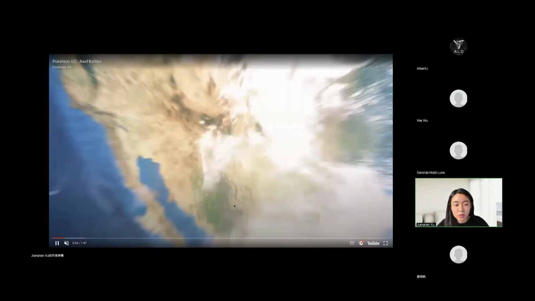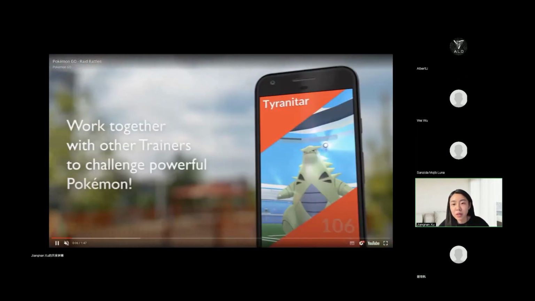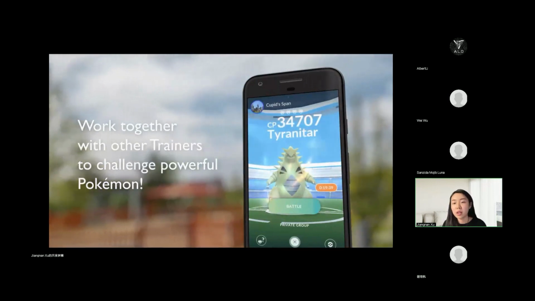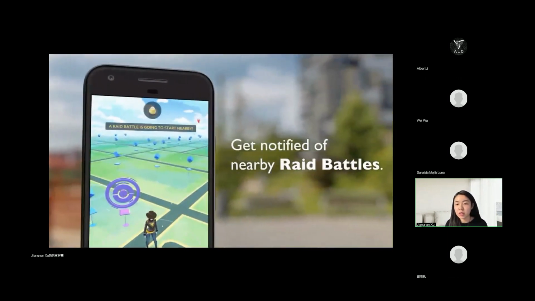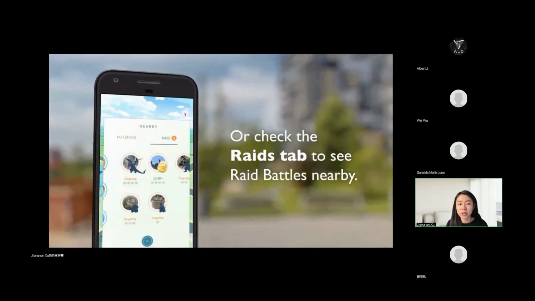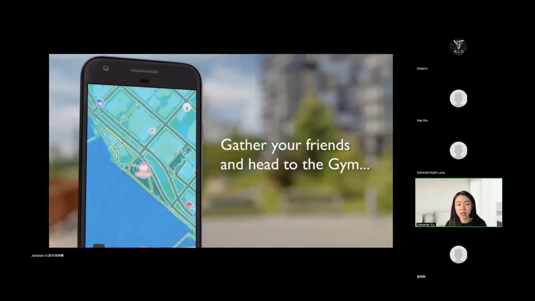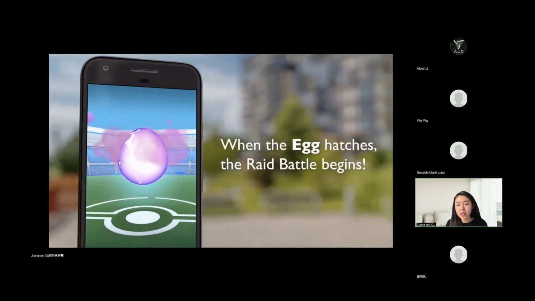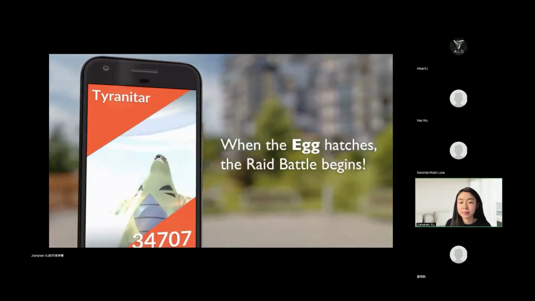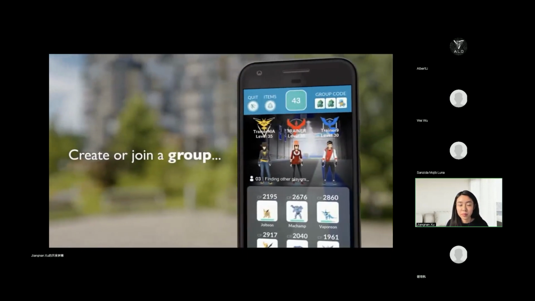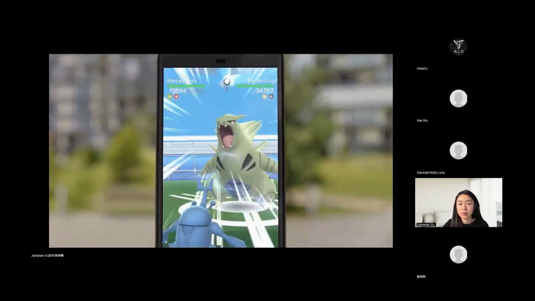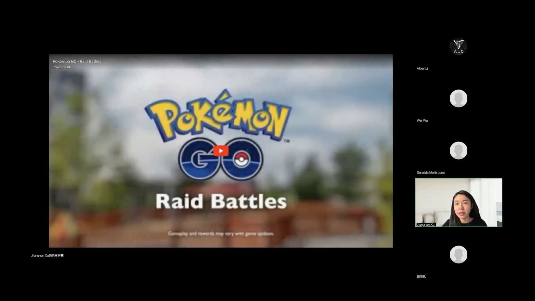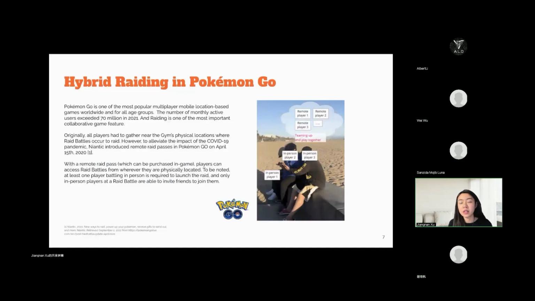Okay, so here's a short video to describe how people play Pokemon Go together. There's a feature called raid battles. People have to gather at a gym and they can choose whatever Pokemon they want to use to defeat a boss in the gym and take over the location. So the egg hatches and the raid battle begins. The gameplay is not complicated, but there are some very complicated social interactions in the hybrid space.